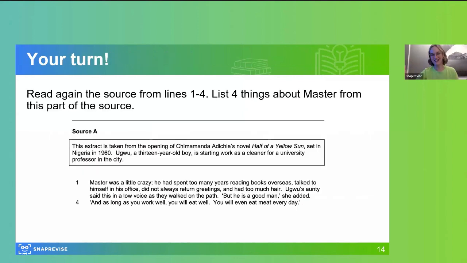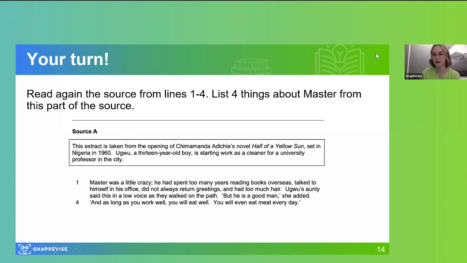So it's your turn now. We're going to go through this. I'm going to open up the chat function. If you can pop anything that you note from this into the chat. So again, read again from the source from lines 1 to 4. List 4 things about the master from this part of the source. So again, you're just looking at lines 1 to 4.